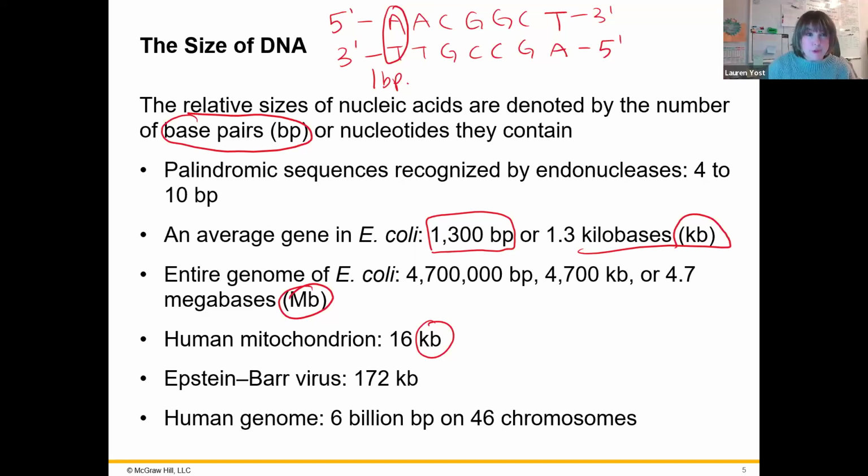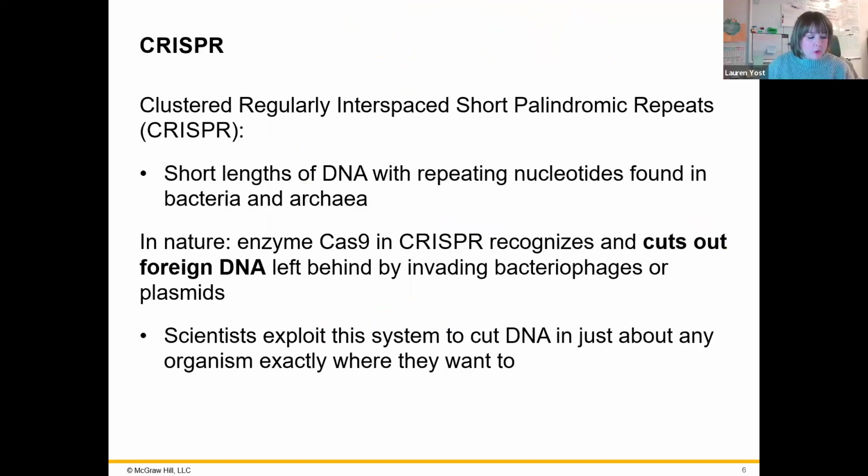So do be able to convert between base pair to kilobase pair to megabases. Megabases is million. So it's 1, 1,000, a million. And so each of those is 3 zeros added into that factor. All right, so first things first, we're going to talk a little bit about CRISPR.